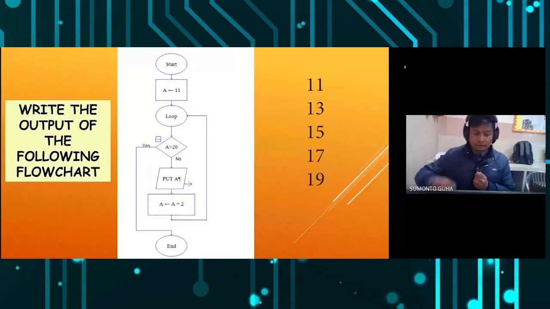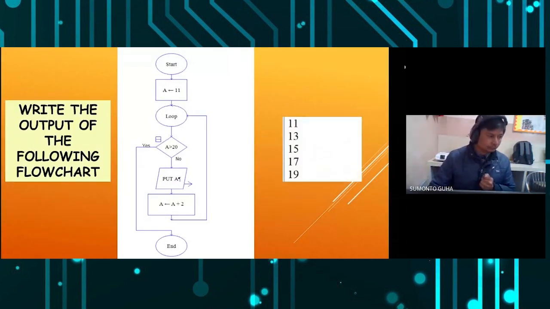And the moment after printing 19, what will happen? That 19 plus 2, it will become 21. And then the condition will be checked. Is 21 greater than 20? Yes. So it will stop. So this is the output. Okay, so from 11 to 19, because after printing 19, the value of A will change.